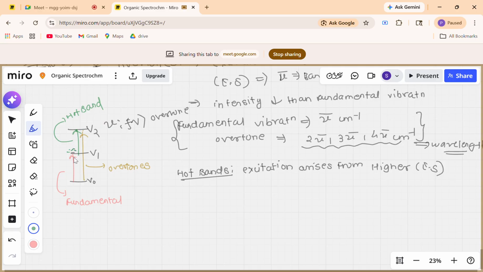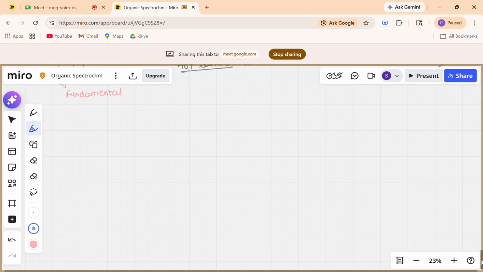For example, if the excitation is starting from V1 to V2, this higher excited state, then that is called a hot band. Whenever a fundamental transition happens, some molecules remain in the excited state. The probability is less, but if they undergo excitation from V1 to a higher excited state, the corresponding band you get in the IR spectra is called a hot band. So you understood what is fundamental vibration, overtone, and the hot band.